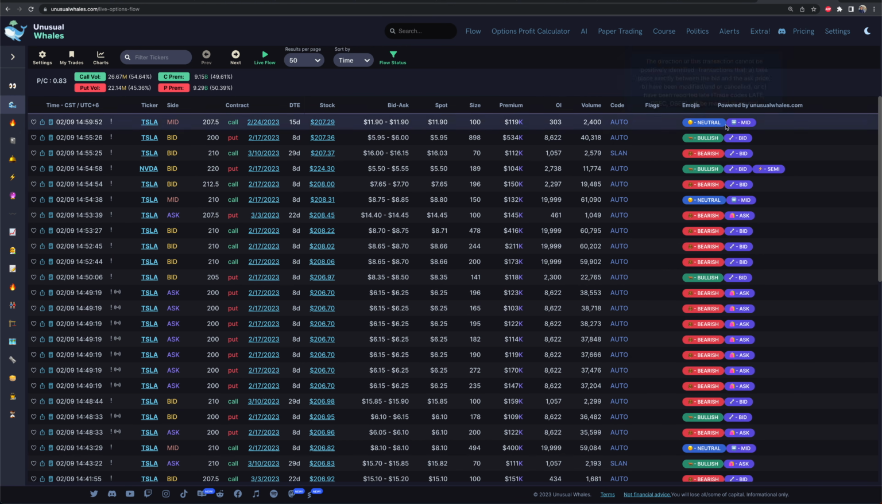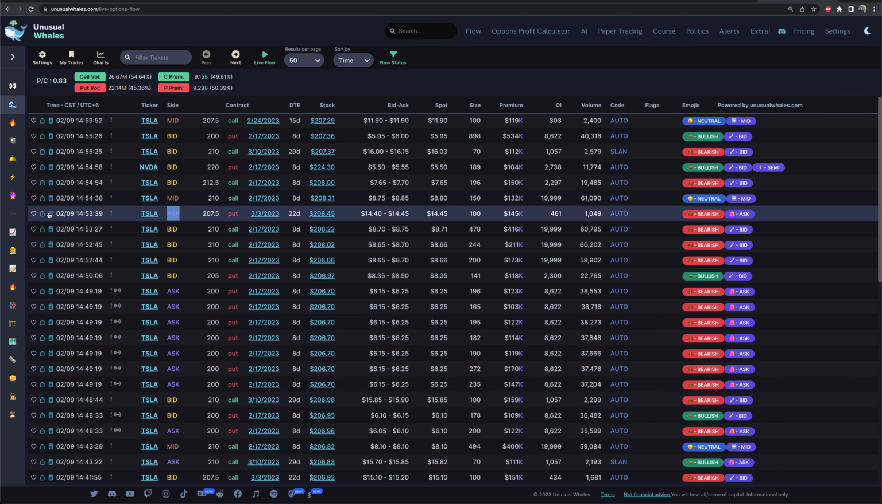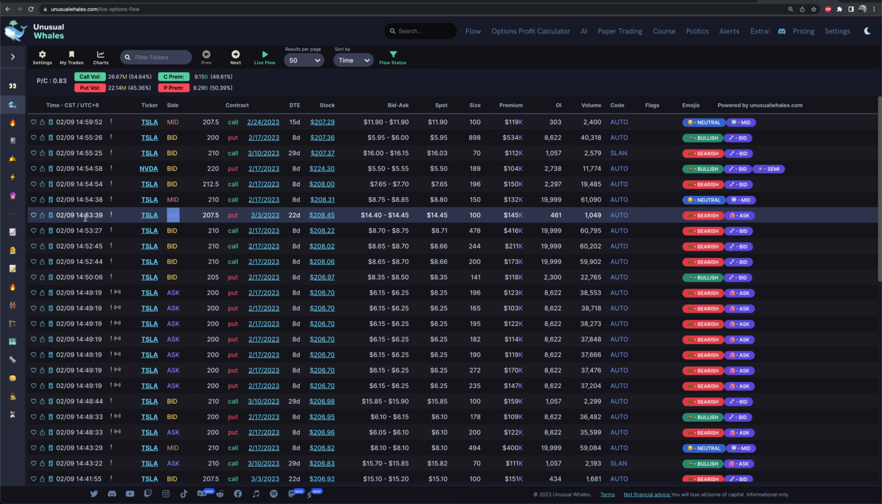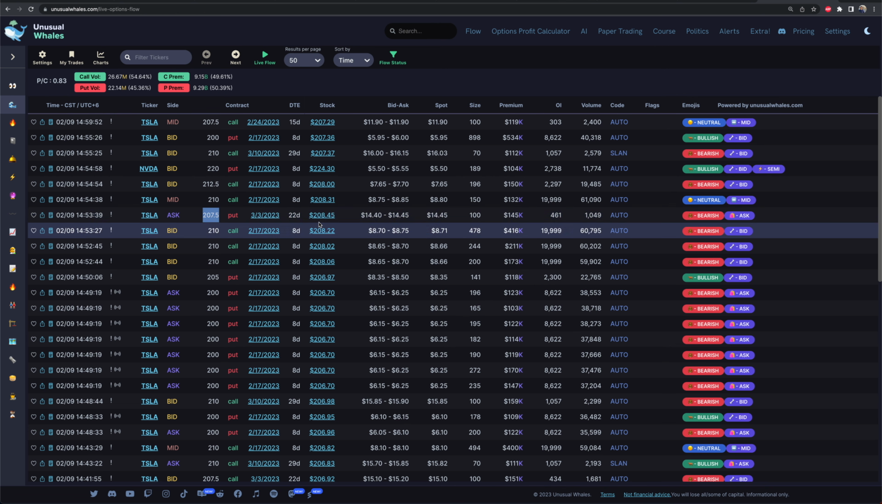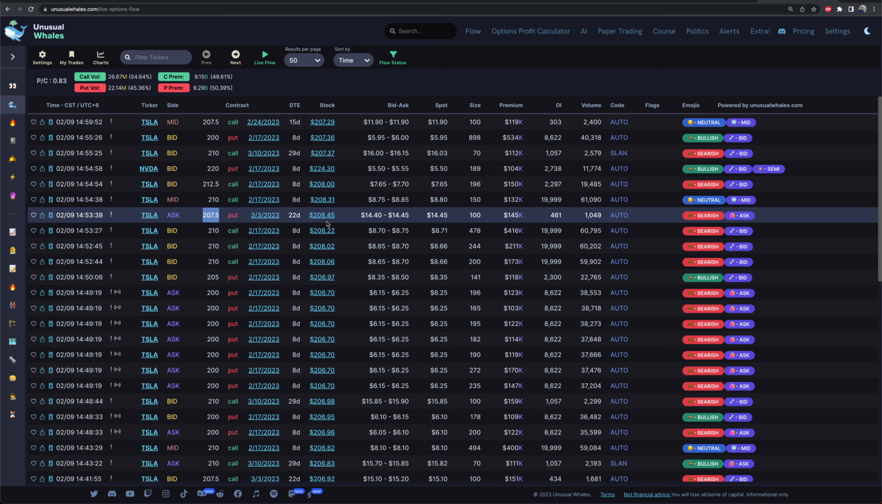On the right-hand side, it'll give you a neutral, bullish, or bearish. What does it mean? For those who are confused on this stuff, let's take this highlighted Tesla contract. It tells me the time and the date that it went through, okay? We have a 207.5 put. Tesla is currently trading a little bit higher than that, pretty close to that spot, at 208.45. 22 days till expiration. It tells me the exact contract, the date, March 3rd, 2023.